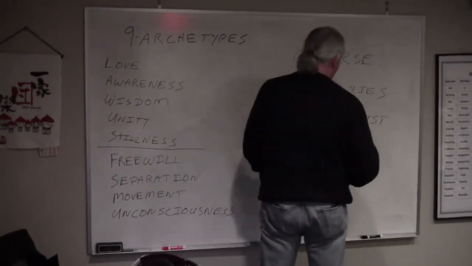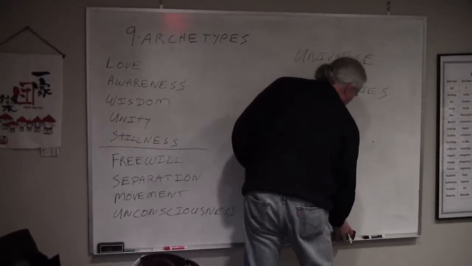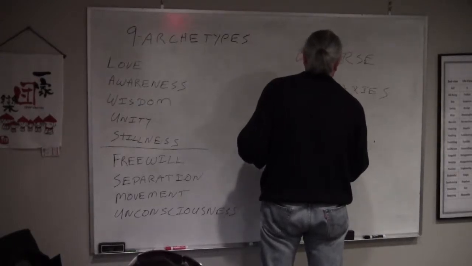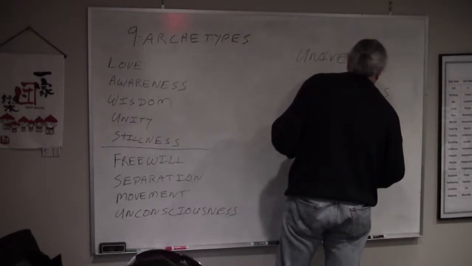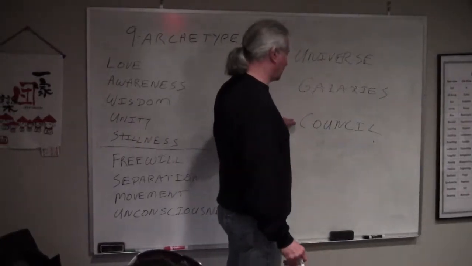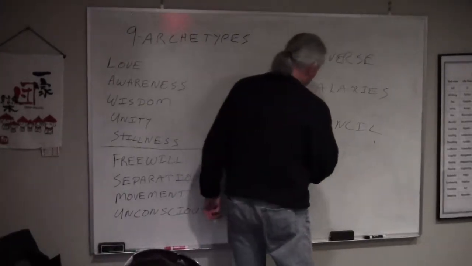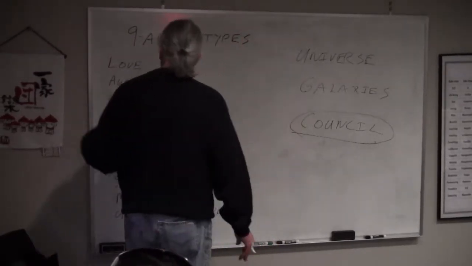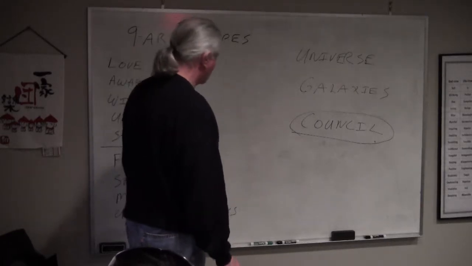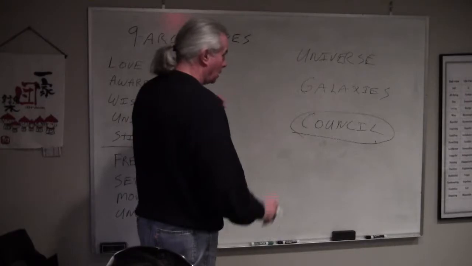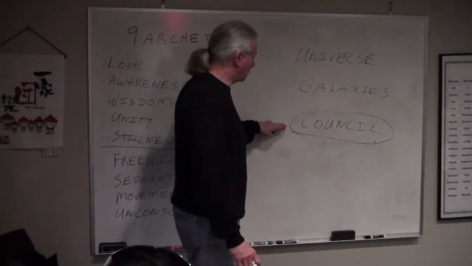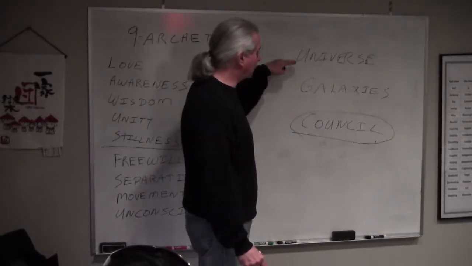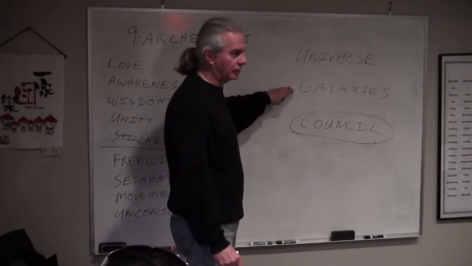Well, let me interject this here. Between the galaxy level and the solar system level is not something that we see, but is a very distinct characteristic that exists. And this is, for lack of another word, I haven't been really given a word for this, but it's the council level. Each one of these nine archetypes has a consciousness that participates in a council. And there is a multitude of councils scattered throughout the universe and scattered throughout the galaxies.